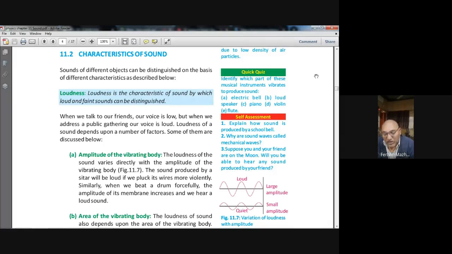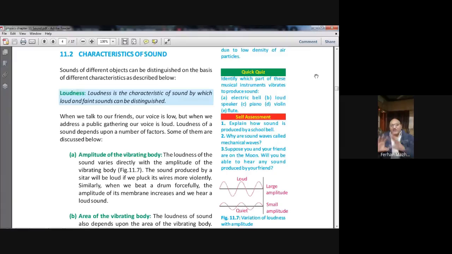So loudness is basically a characteristic of sound by which we are able to distinguish between a loud and a faint sound. When you talk in a very low voice, your sound is faint, and when you talk like me, I speak very loud, the sound is loud.